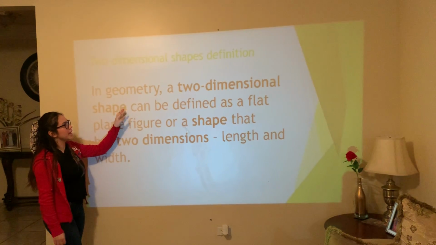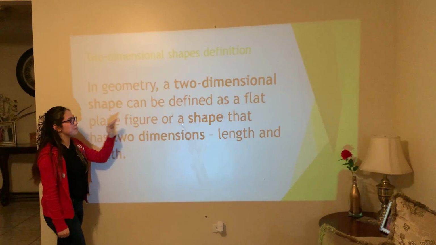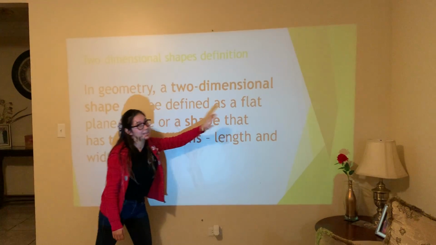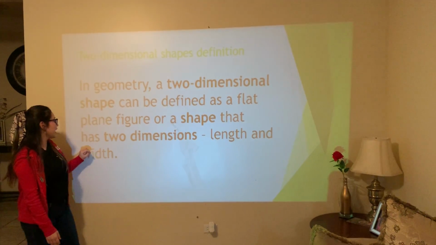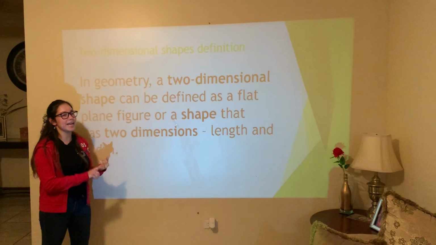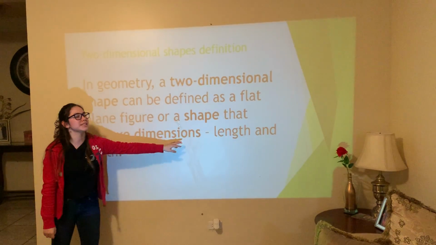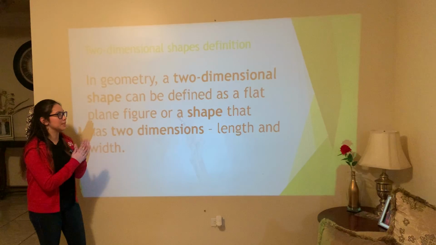No? Okay, so here's the definition of two-dimensional shapes. In geometry, a two-dimensional shape can be defined as a flat, remember that word, plane figure, or a shape that has two dimensions, length and width. You already know what length and width are, so it's going to be simpler.